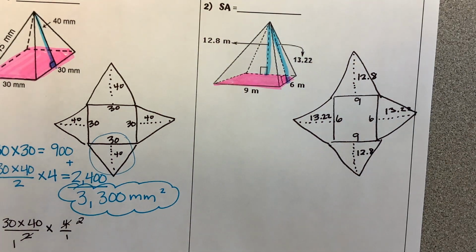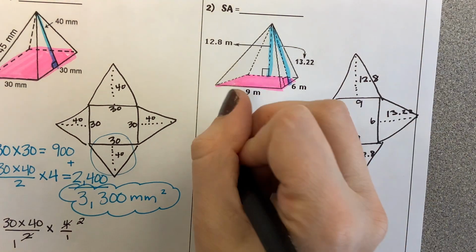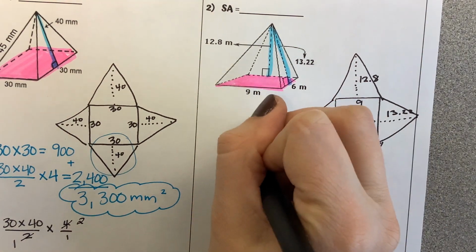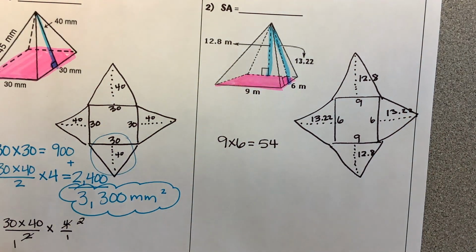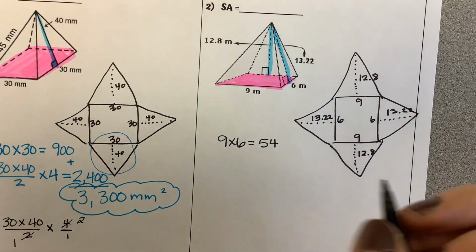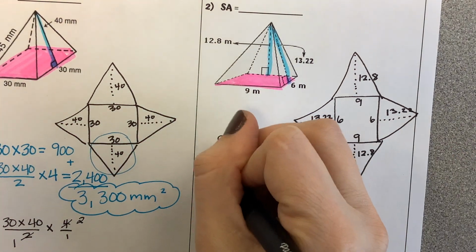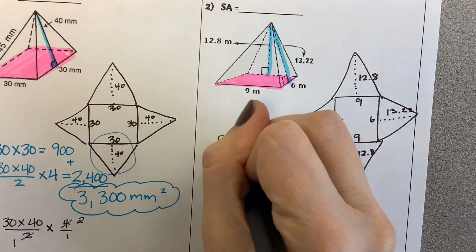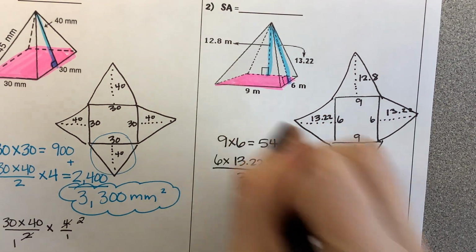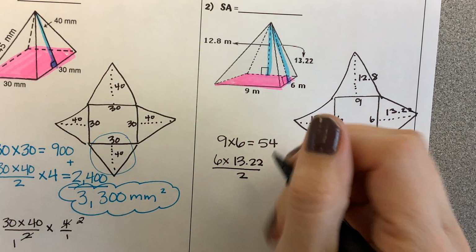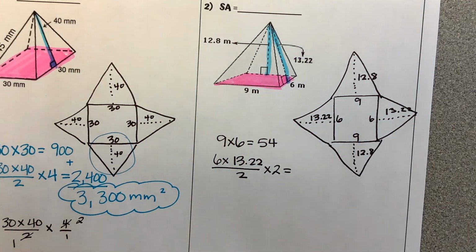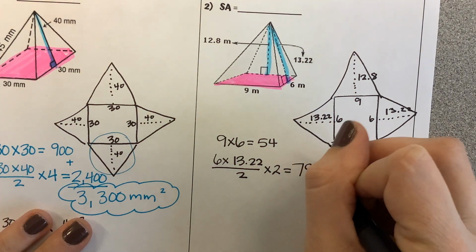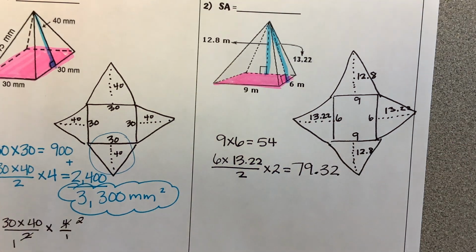So now we can calculate. My base, I'm doing 9 times 6, which is 54. For one of my triangle pairs, the 6, we can do 6 times the height of 13.22 divided by 2, but there's 2 of those triangle sides, so times 2, which essentially cancels each other out. When I multiply that, I get 79.32.